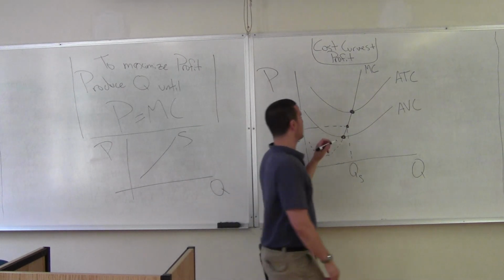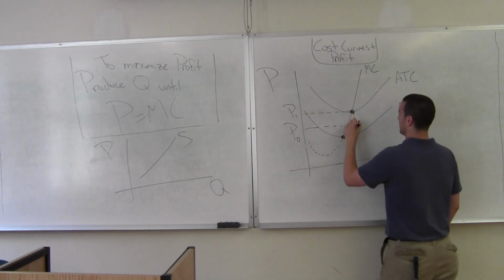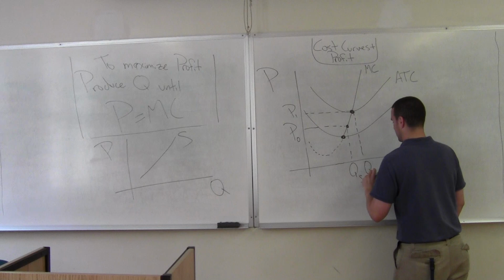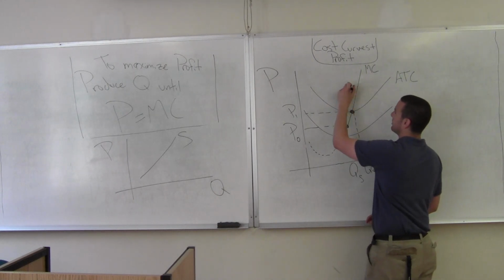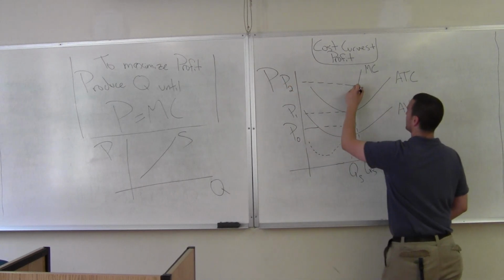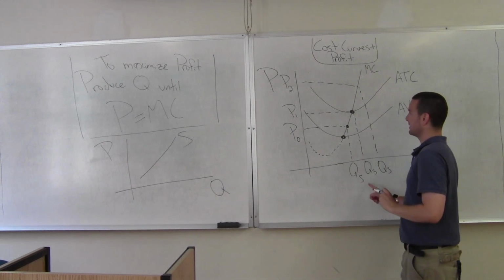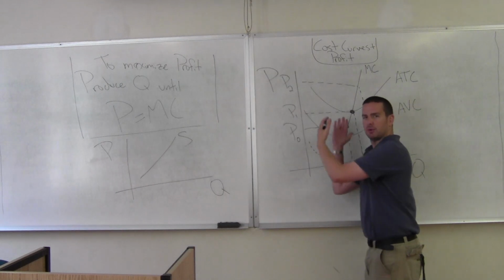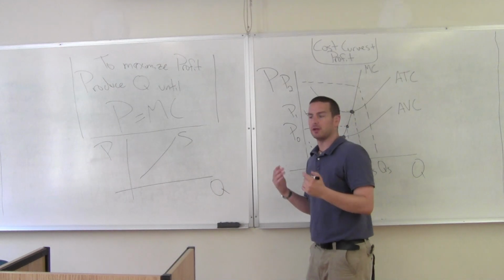If this was the price, this would be the quantity supplied. If this was the price, this would be our quantity supplied. So as you can see, what I'm trying to do here is derive the supply curve for you.